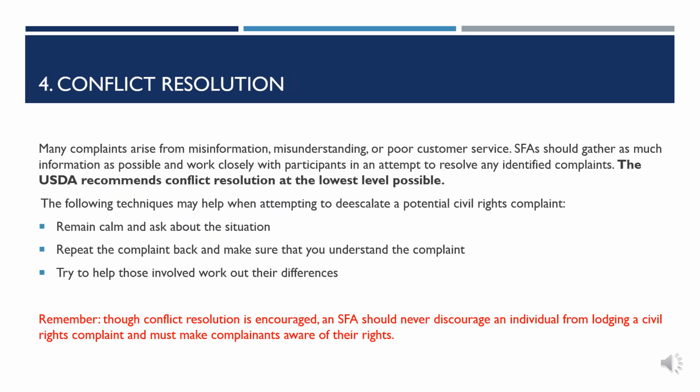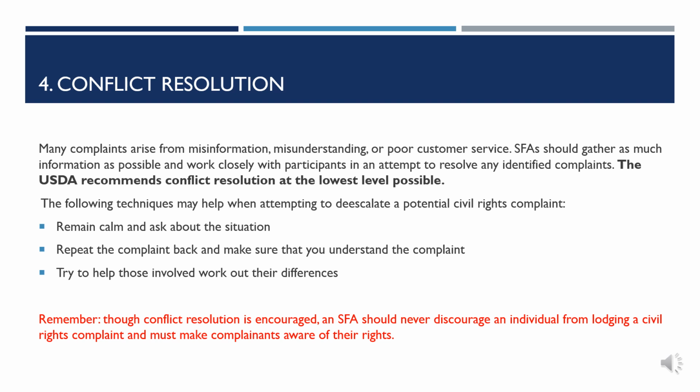The fourth element of civil rights training is conflict resolution. Many complaints arise from misinformation, misunderstanding, or poor customer service. So SFAs should gather as much information as possible and work closely with participants in an attempt to resolve any identified complaints. The USDA recommends conflict resolution at the lowest level possible.